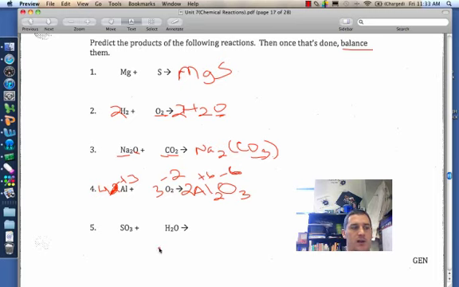Our last one, we have again a nonmetallic oxide with water. So we've got SO3 plus water, which is going to give us H2SO4, or sulfuric acid. It's going to make an acid when you mix a nonmetallic oxide with water.